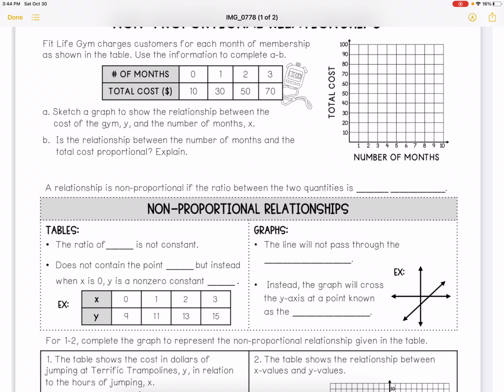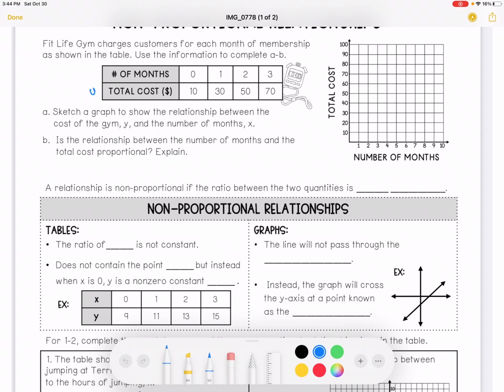So A says, sketch the graph to show the relationship between the cost of the gym, Y, and the number of months, X. Okay, so if we have 0 months, the cost is $10. If we have 1 month, the cost is $30. 2 months is $50. And when X is 3, Y is 70.